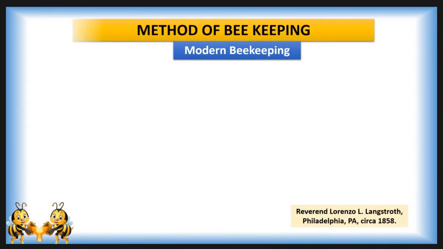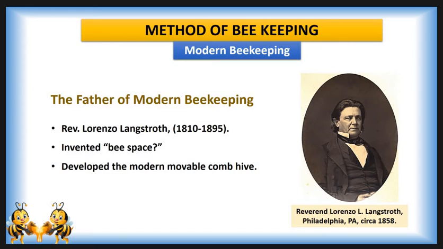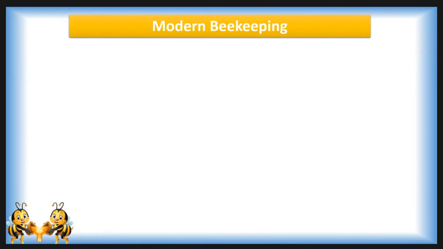Then our modern beekeeping. The father of modern beekeeping was Langstroth. He invented the bee space. He invented the mobile comb hive, that is the movable comb hive. See here, this is a photograph of Langstroth. Then we see the different equipment used in modern beekeeping.